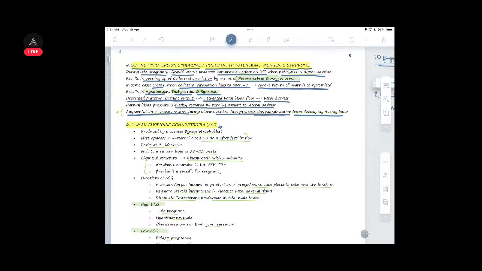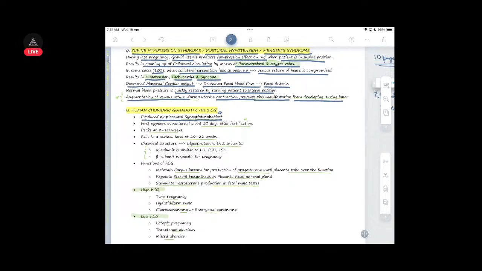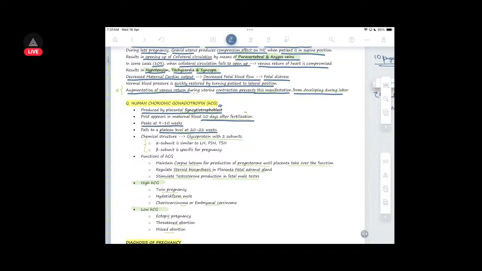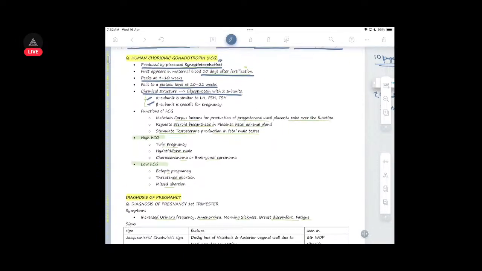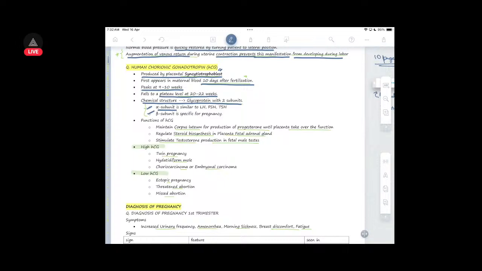HCG produced by placental syncytotrophoblast. Appears in maternal blood 10 days after fertilization, peaks at 9 to 10 weeks, plateau level at 20 to 22 weeks. Chemical structure is glycoprotein with two subunits. You have alpha subunit and beta subunit. Alpha subunit is similar to LH, FSH and TSH. Beta subunit is specific for pregnancy.